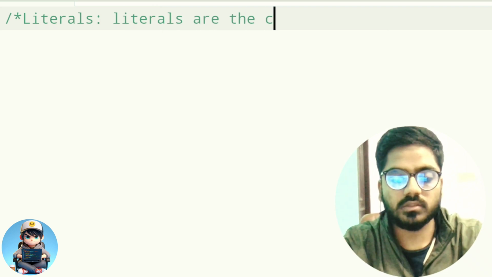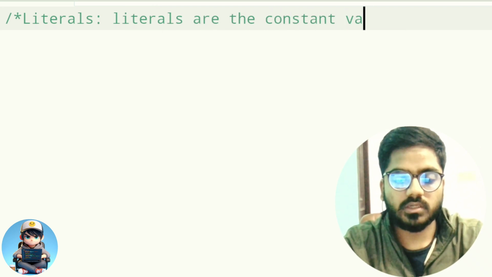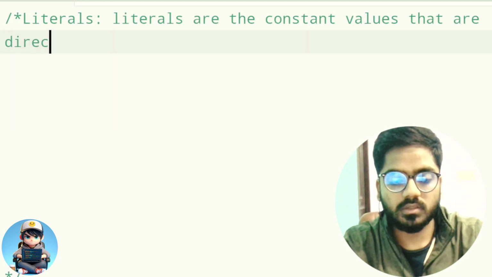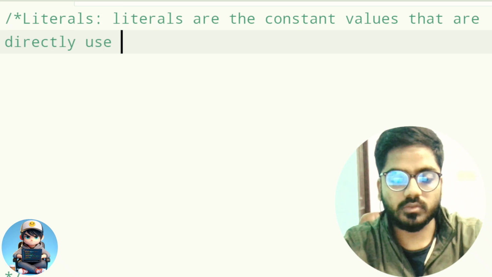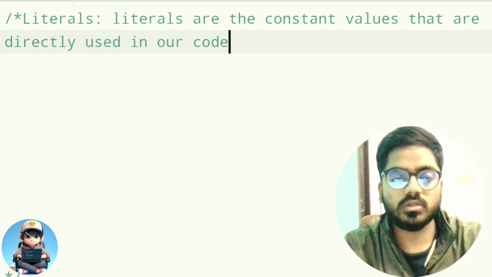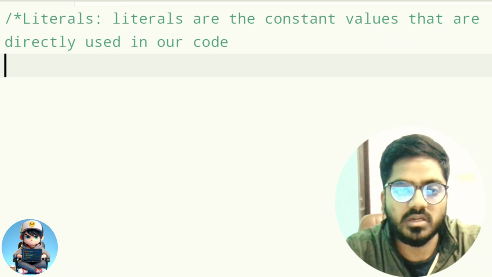Literals are the constant values that are directly used in our code. So what does it mean? Literals are the constant values that are directly used in our code.